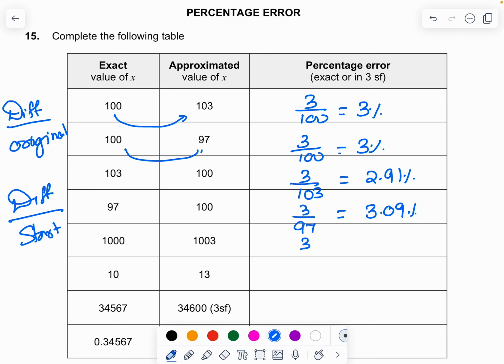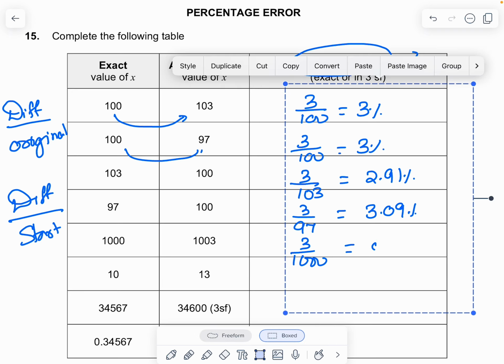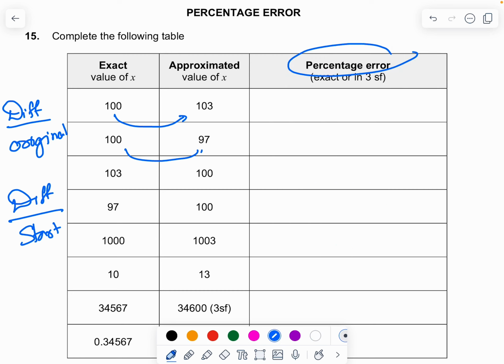And 3 divided by 1000. For percent, what you should be doing is asking in percentage error, right? So let me do it once again in a proper, easier way to understand. 3 divided by original value times 100. So 100 cancels. So what is that going to be? 3%.